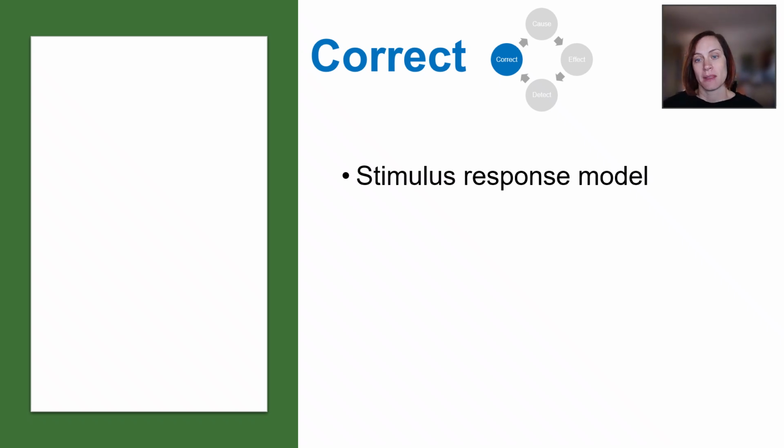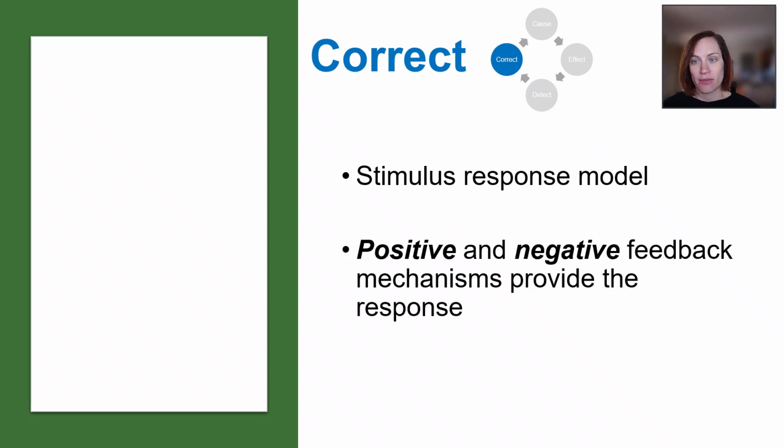Now, we're talking specifically about the stimulus response model, and in that situation there are two main mechanisms whereby the body tries to correct itself. Positive and negative feedback mechanisms provide that response, that kind of domino effect on what's going on.